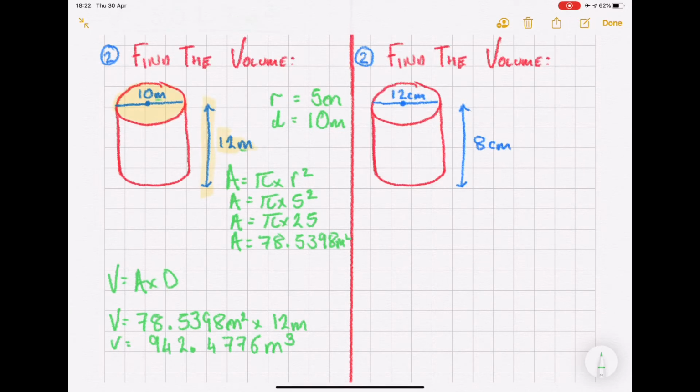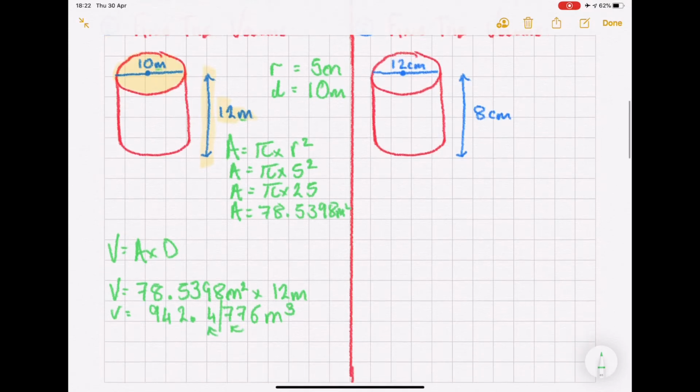Volume is always units cubed. Area is always units squared. So metres squared, centimetres squared, kilometres squared. Then volume is always centimetres, millimetres, kilometres cubed, everything cubed. Okay, let's take this to one decimal place. We cut it off there. We see if that number is 5 or bigger. It is, so we round that number up. So our volume is 942.5 metres cubed. That's your final answer.